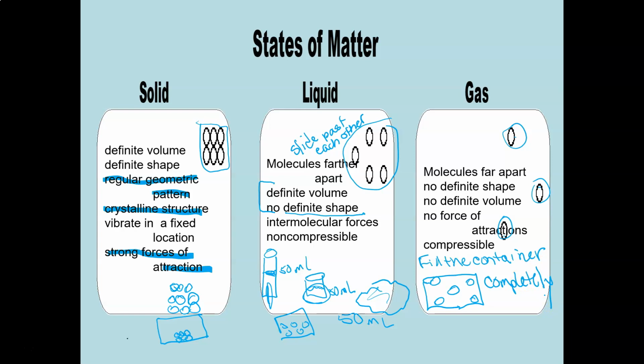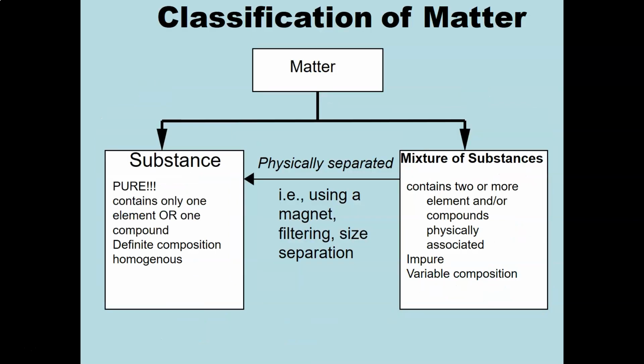Okay. No definite shape, no definite volume, weakest attraction. They are compressible. I'll try to do a little demo in class about compressibility. If I forget, remind me. Okay, so that's your 3 states of matter.